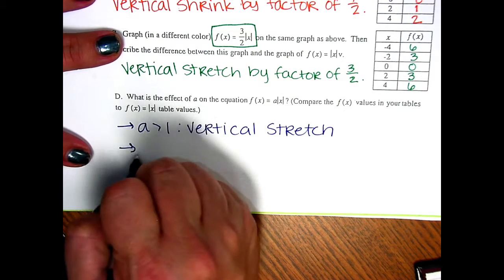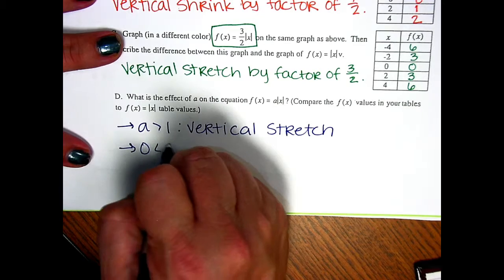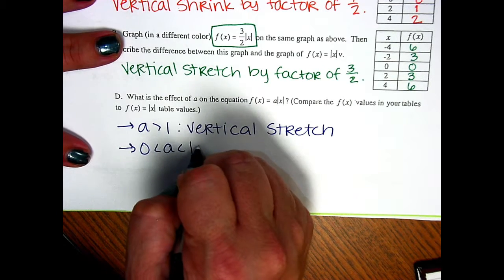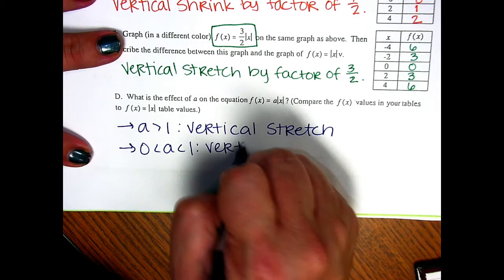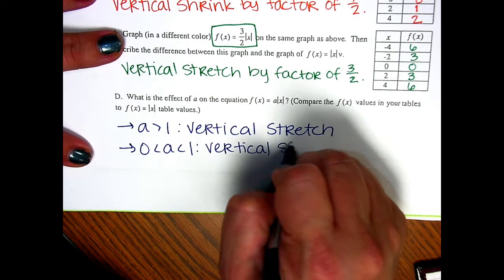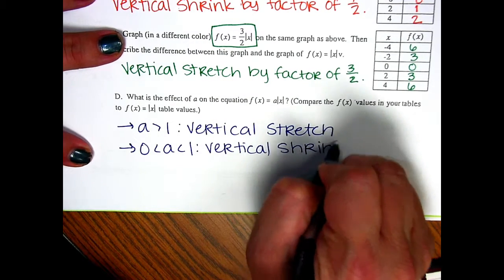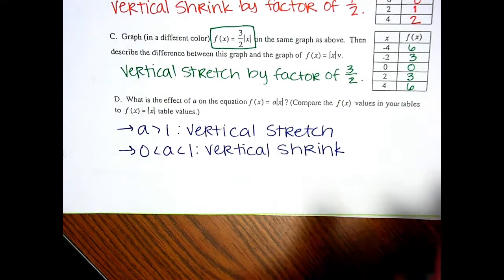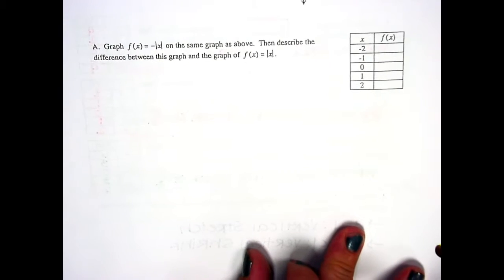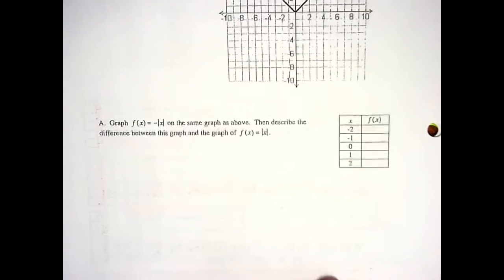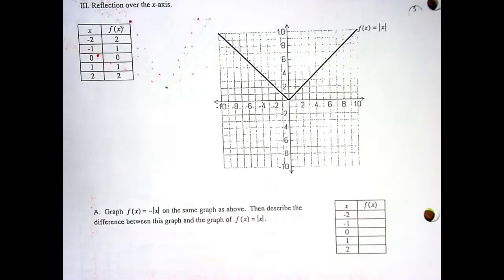And when A is between 0 and 1, it's a vertical shrink. All right, we're almost done. We're getting there. We have one more. And that's what happens when our A value is negative.